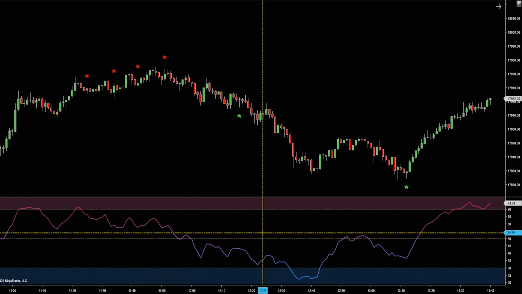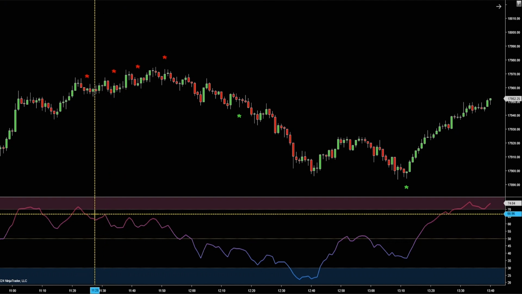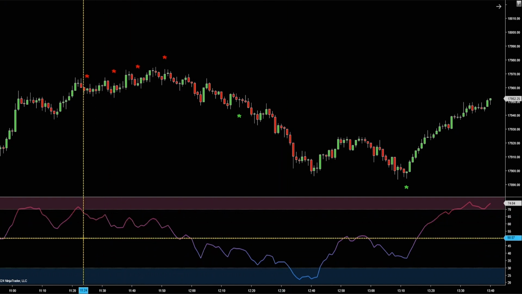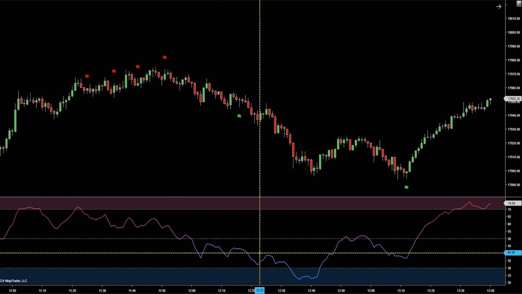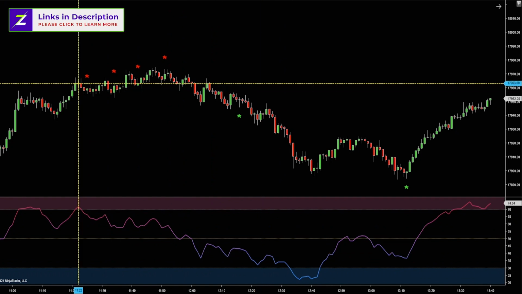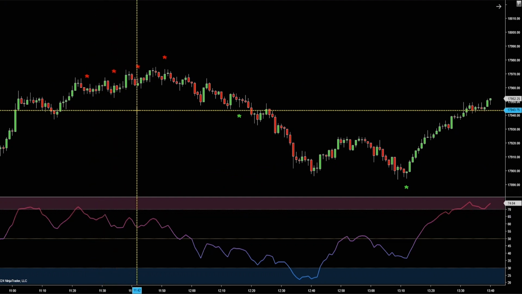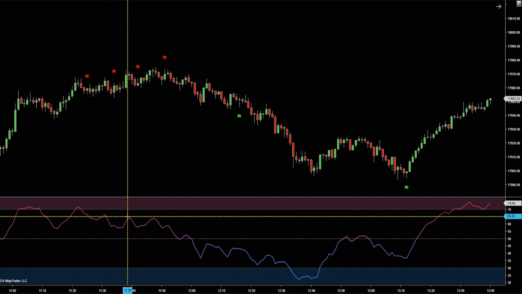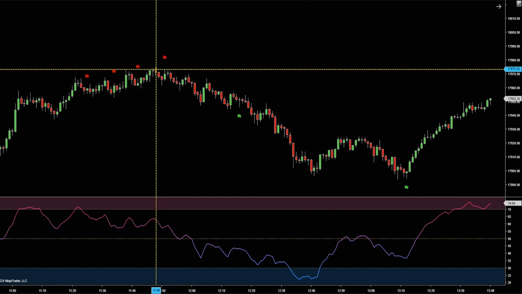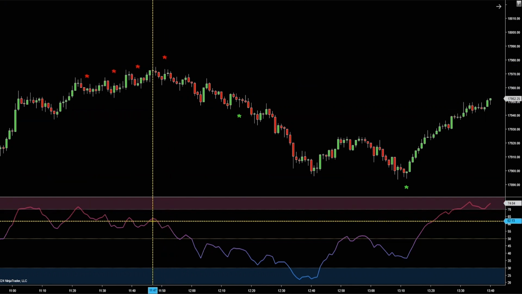In this video, I want to go over some divergences. There's so many things that you can look for divergences on. This is an RSI, standard 14 period RSI. So here I'm seeing divergences. Price is moving higher, RSI is lower. Price is higher, RSI is lower. Price is higher, RSI is lower.